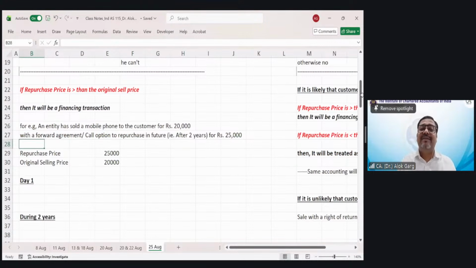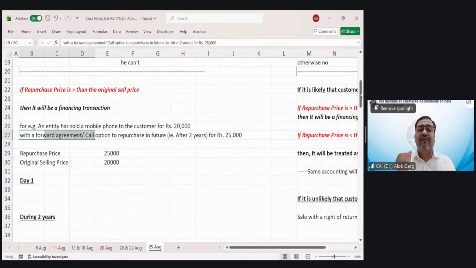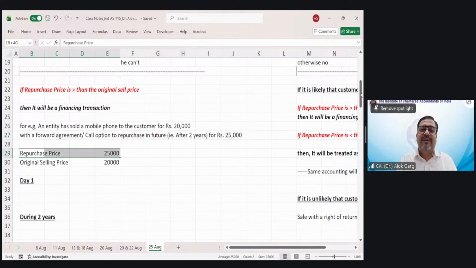What is the accounting entry? Let's take an example. For example, an entity has sold a mobile phone to the customer for 20,000 with a forward agreement or call option to repurchase in future. Or call option, entity told, yes, I will repurchase in future, that is after 2 years for rupees 25,000. So repurchase price is 25,000. Original selling price is 20,000. On the day one, what will be the accounting entry, doston? My dear friends, on the day one, what will be the accounting entry?